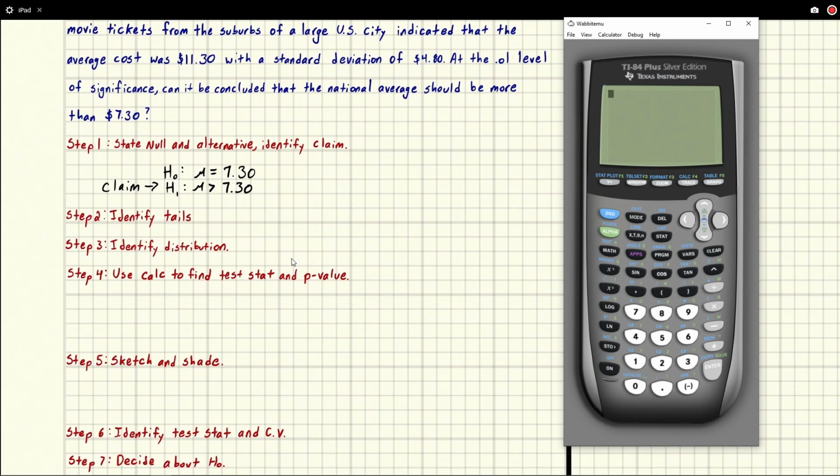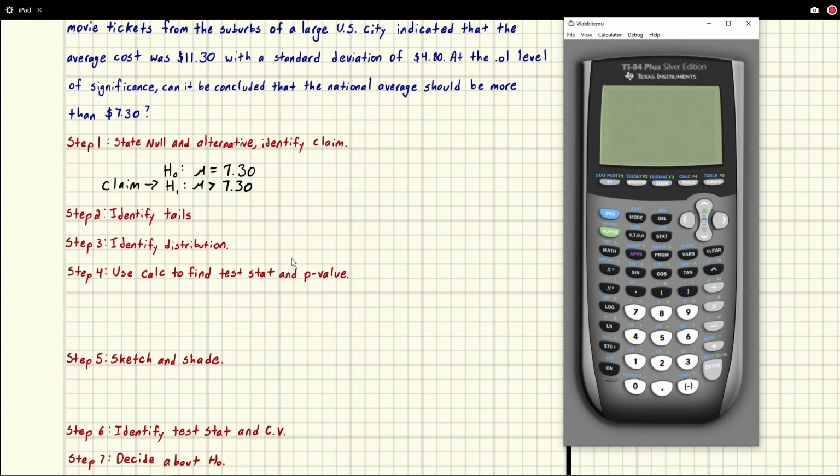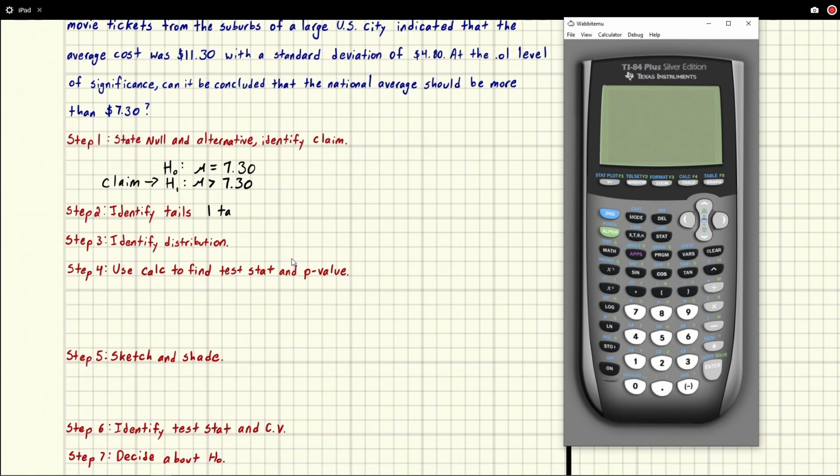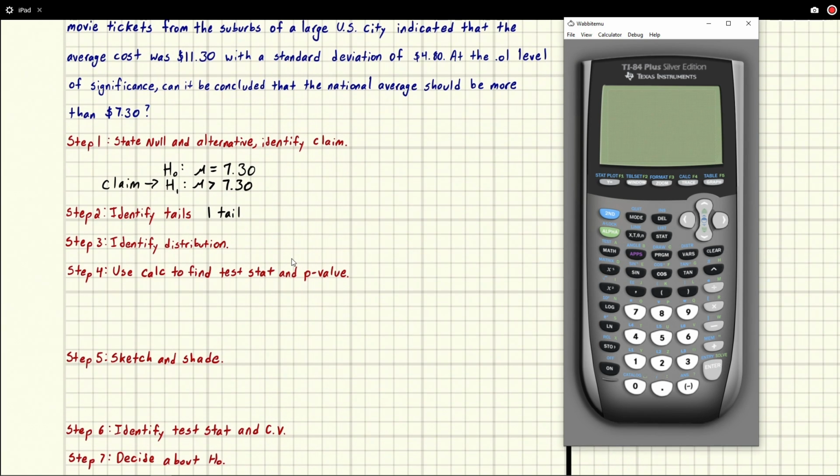Step number 2 is to identify the tails. The tails are determined by the alternative hypothesis H1, and we simply need to look at the sign used in between. So we have a greater than sign. This indicates that it is a one-tail test. If it was not equal to, then it would be a two-tail test. And if it was less than, then it would be a one-tail test. So we can tell from this sign it's a one-tail test.